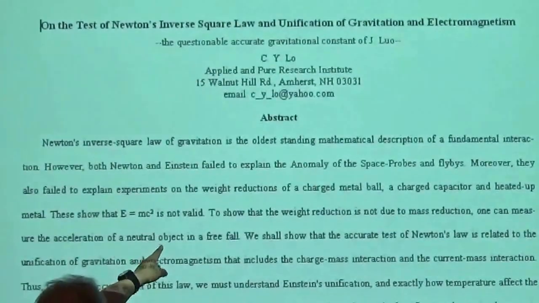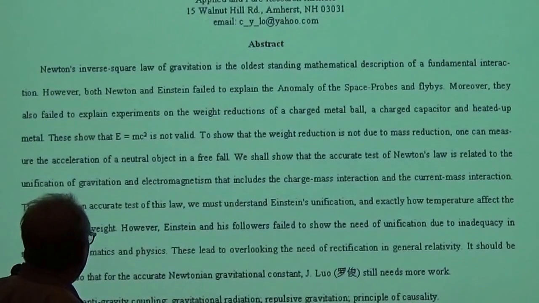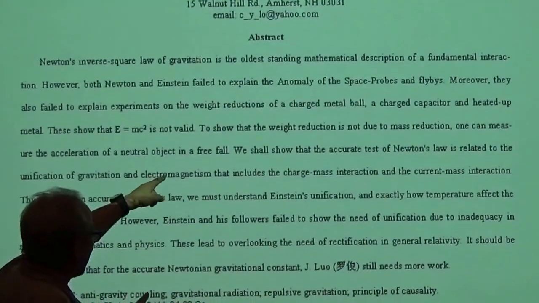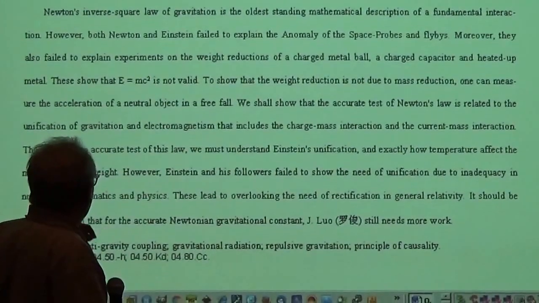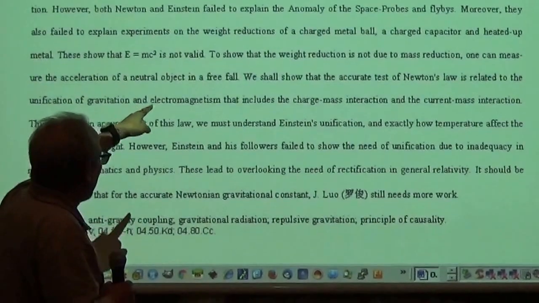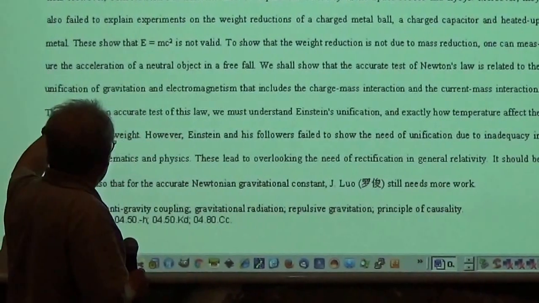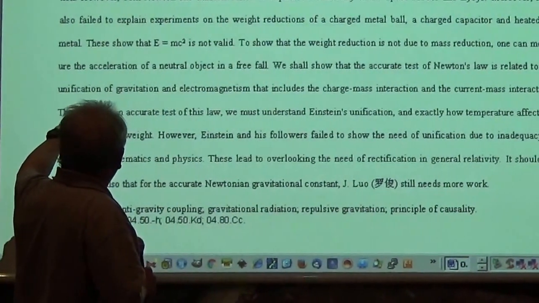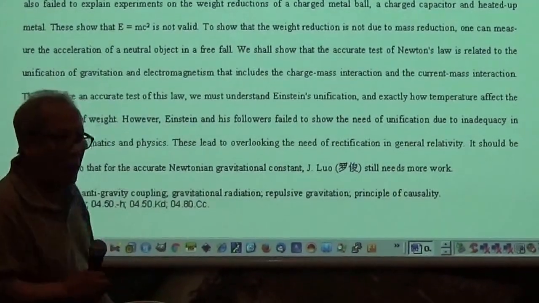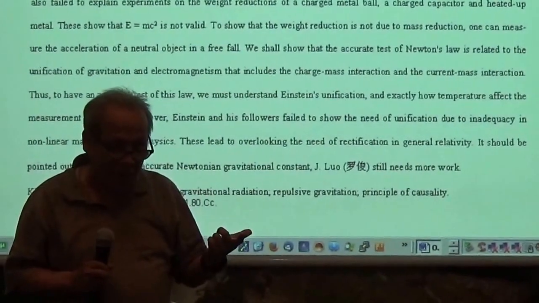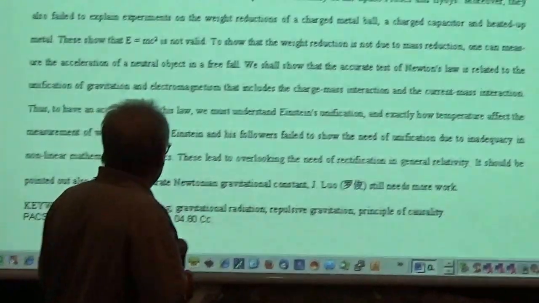Newton's inverse law is the oldest standing mathematical description of fundamental induction. However, Newton and Einstein failed to explain the anomaly of space probe flyby. Moreover, they failed to explain the weight reduction of a charged metal ball. A charged capacitor heats up the metal, and this shows E equals mc squared is wrong. It's not correct. That experiment disproves Einstein's law. Okay?